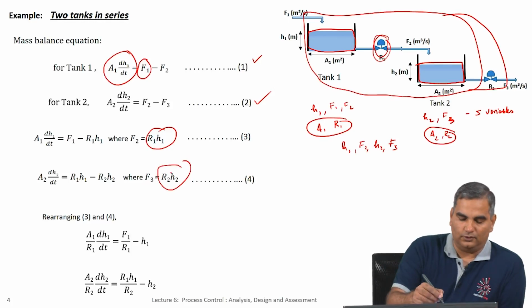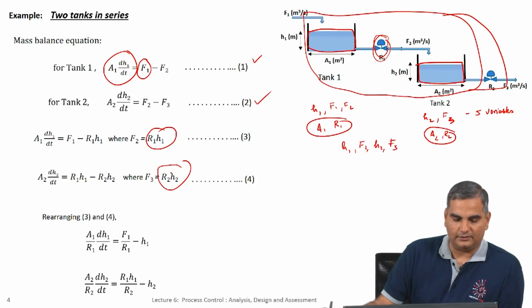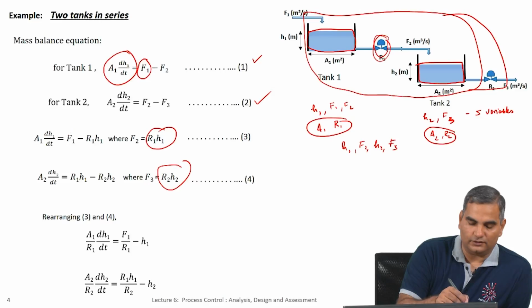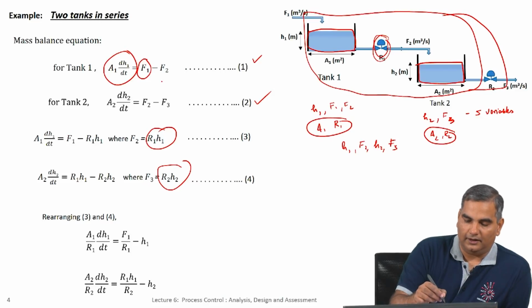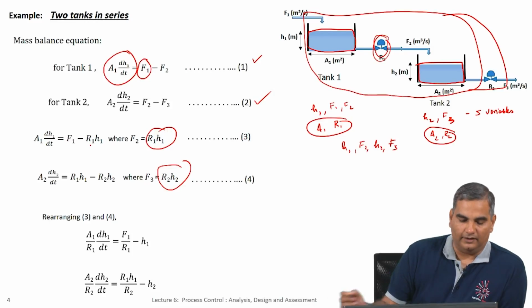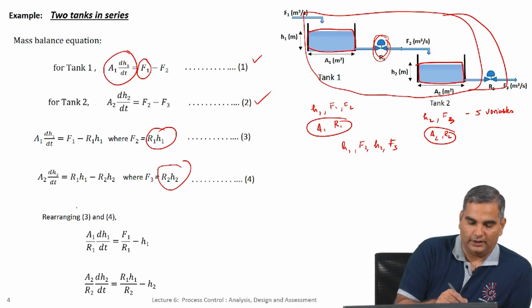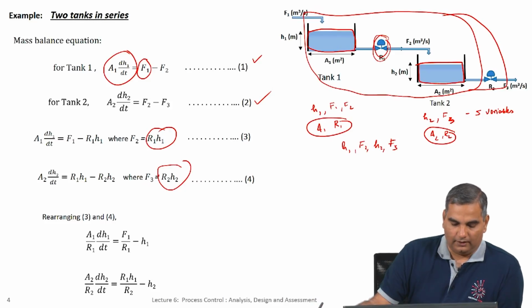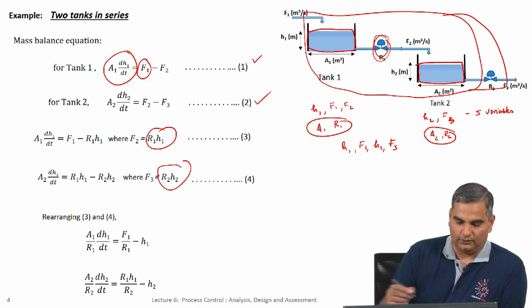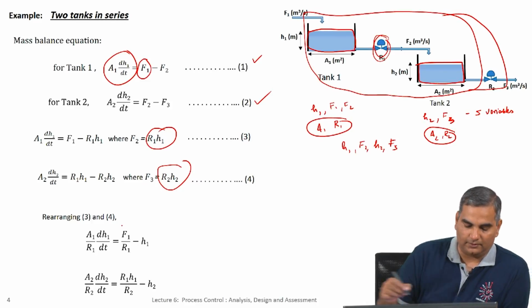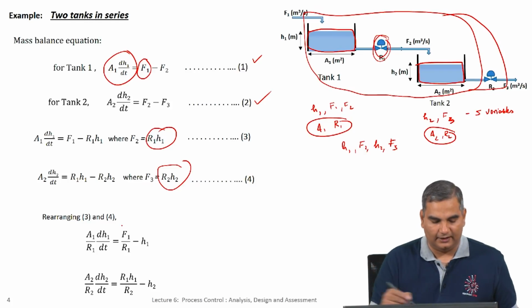Now, if you substitute these back into your equations, then you will get A1 dH1 by dt is F1, which is something that we need to be given, minus F2, which from this phenomenological model is R1 H1. And for tank 2 you have A2 dH2 by dt is F2, which is R1 H1, minus F3, which is R2 H2. So, you have this equation. Now, what you can do is rearrange this equation, simply get some of these terms to the left hand side, and you will get this equation.